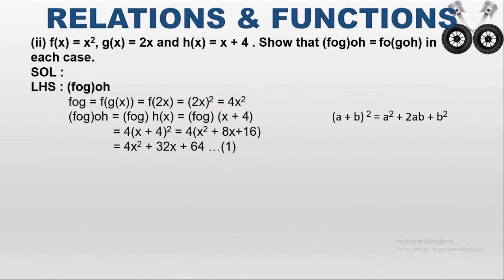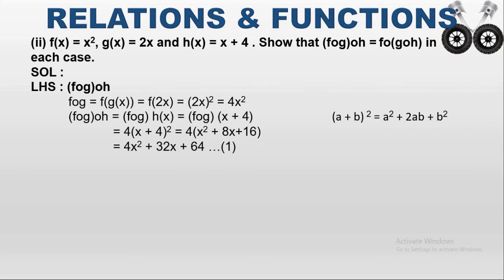Next one is f of x equal to x square, g of x equal to 2x and h of x equal to x plus 4. Show that (f composition g) composition h equals f composition (g composition h). So same concept here. First you have to write whatever is given in the problem. Then you have to take the LHS.